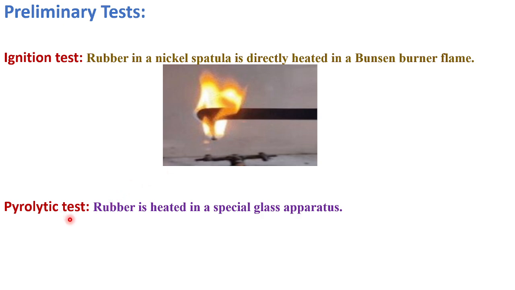The next is the pyrolytic test. In the pyrolytic test, the rubber is heated in a special glass apparatus. Here you need a high temperature to break down the base rubber and generate a large amount of smoke. And after getting that smoke, you will do different tests.